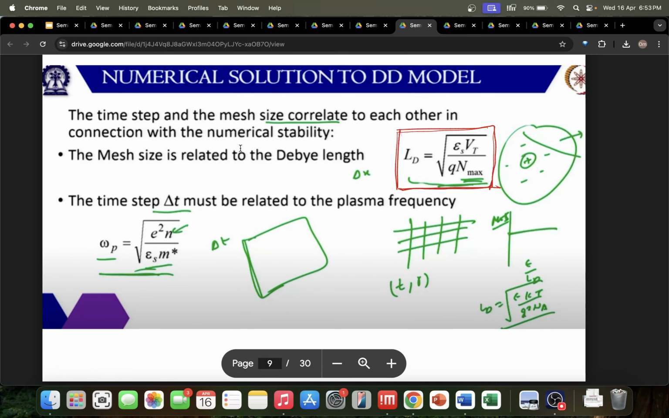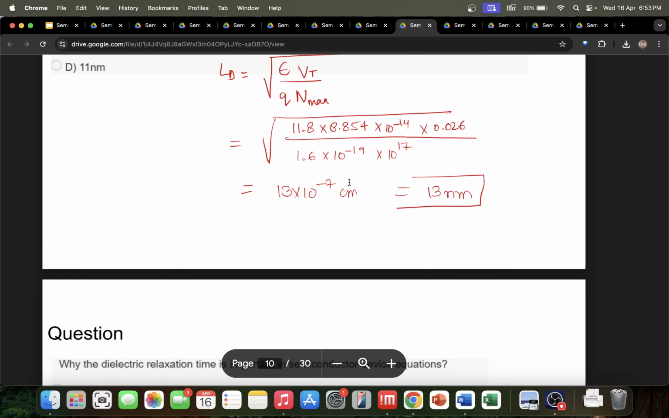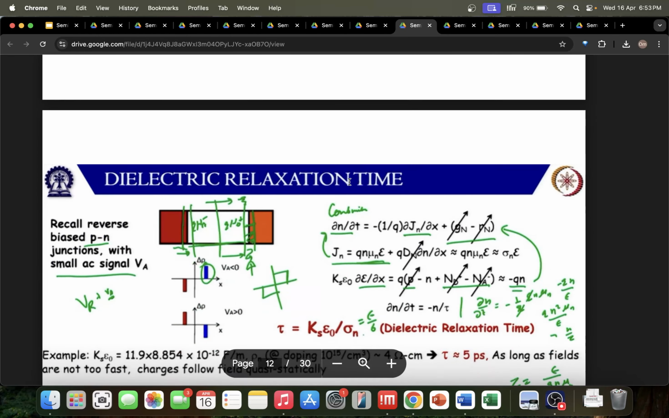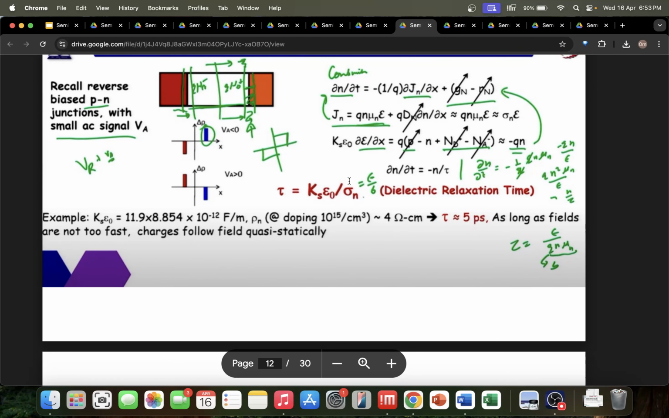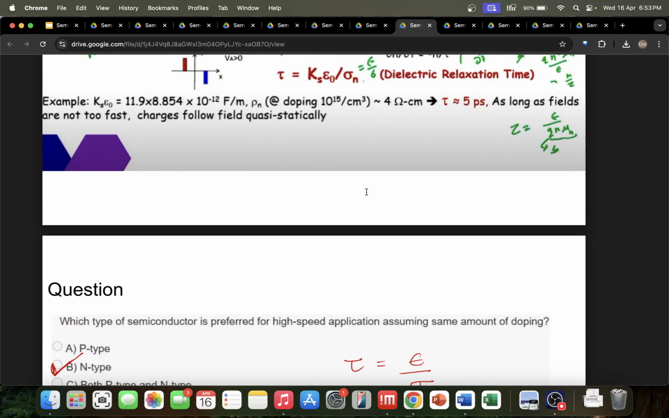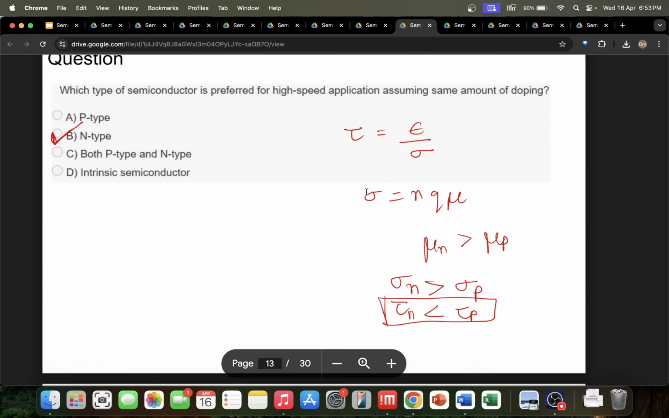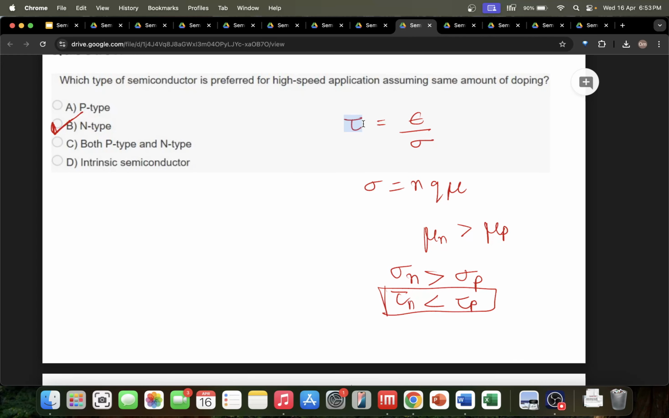Then we went to some numerical methods: mesh sizes, uniform and non-uniform meshes, Debye length, relaxation time. What is the dielectric relaxation time? It's given by epsilon by sigma. N-type is preferred due to its higher dielectric relaxation time.